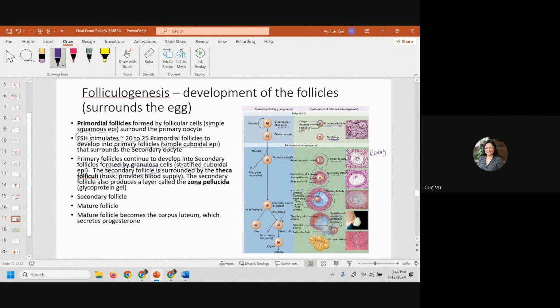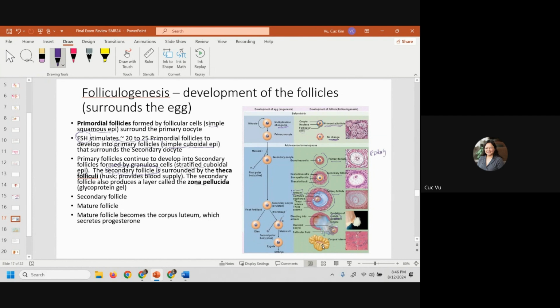So each month, FSH starts the whole process. LH recognizes that one has reached mature status, and then it's going to kick that egg out, and that follicle stays in the ovary. Now instead of being called a mature follicle, it's called the corpus luteum.